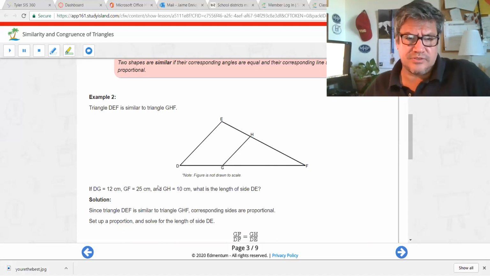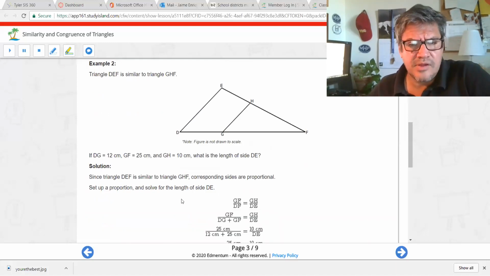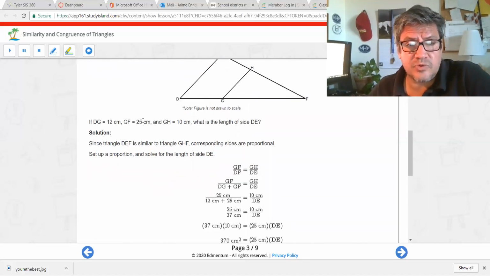So you're looking at proportions. You would use the proportions of the first 2. Let's see, GF over DF equals GH over DE. So the way to get DF is DG plus GF, and that equals, GH over DE. So here they put in the numbers, 25 for GF. The 2 numbers DG and GF are 12 and 25, which make it 37 centimeters on the bottom.